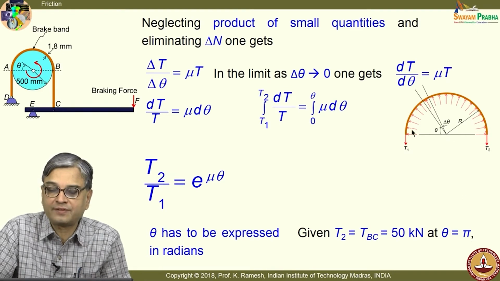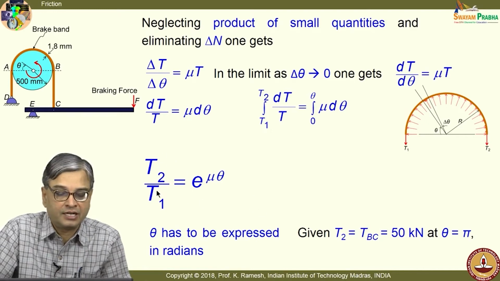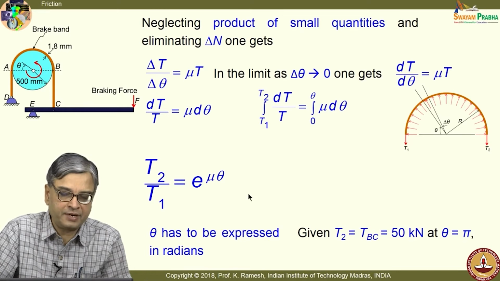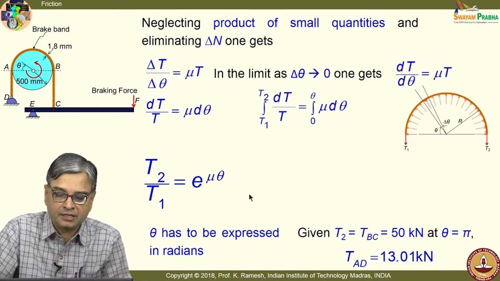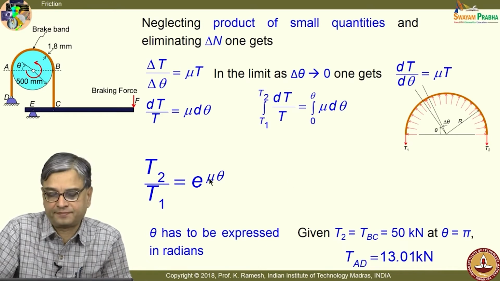And you are also given the value of kinetic friction. So, I can easily find out what is the value of tension T1 in this case. Any of the tensions you will be able to find out, and we want to find out what is the tension in segment AD, and that turns out to be 13 kilonewtons.